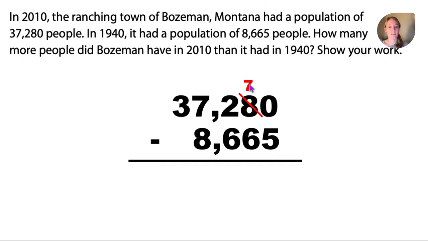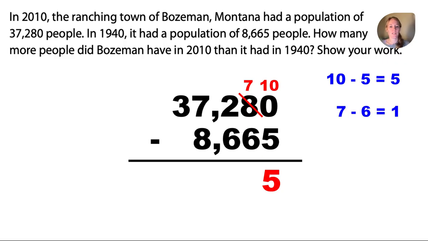And if I take a 10 and bring it to the ones place, now I have 10 ones, because a 10 is just 10 ones. So now I can subtract the ones place. 10 minus 5 is 5. Then I move to the next place value. 7 is greater than 6, so I don't need to regroup. So 7 minus 6 is 1. And then I move to the hundreds place.